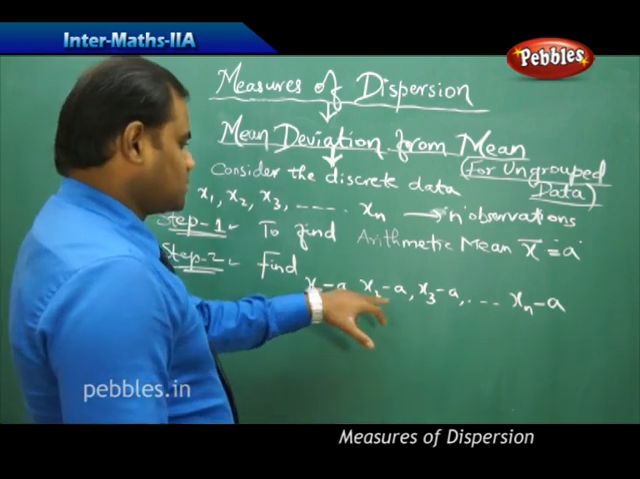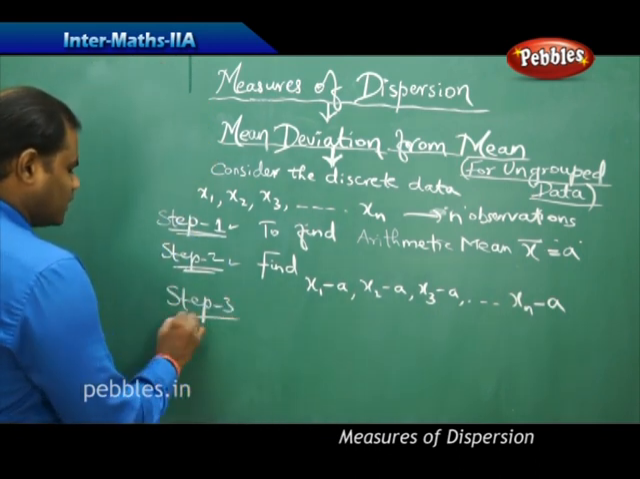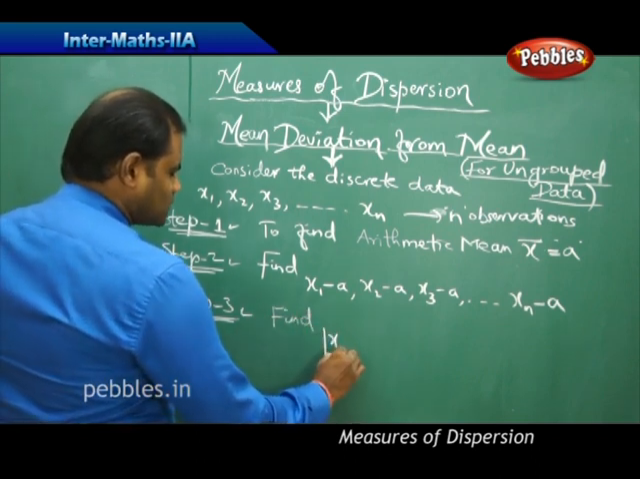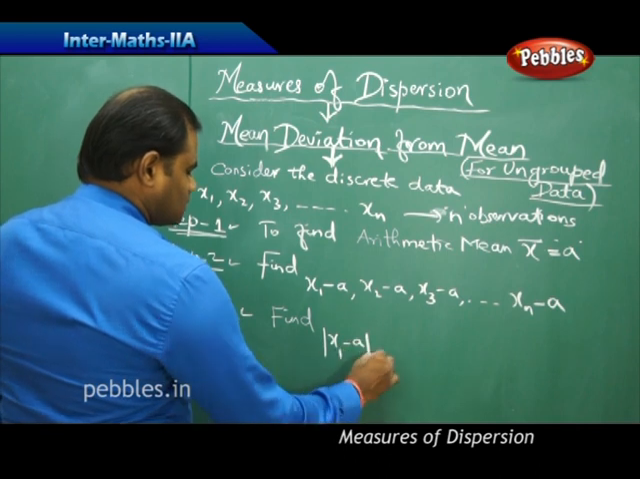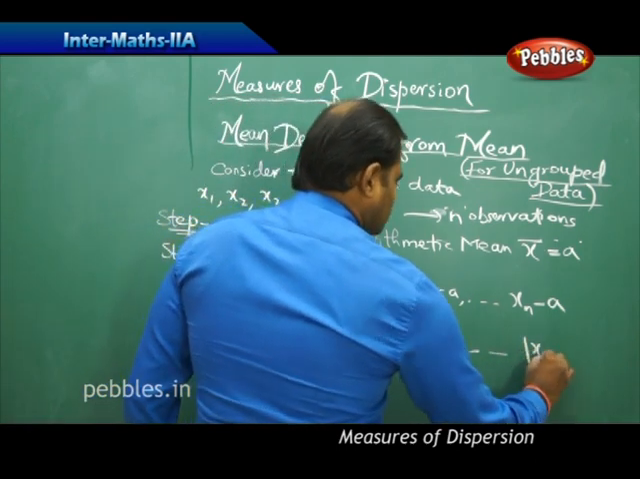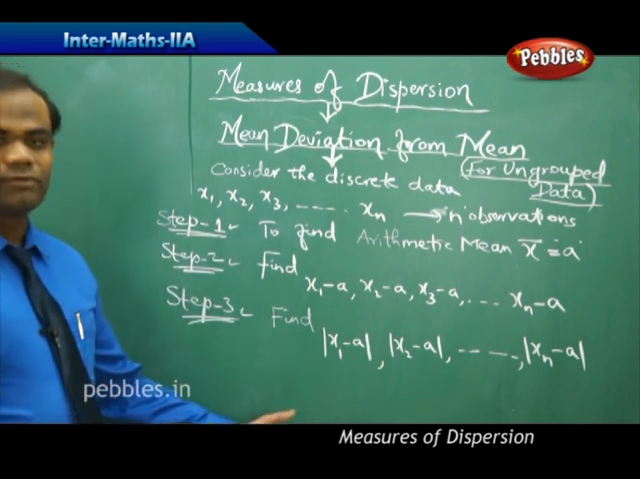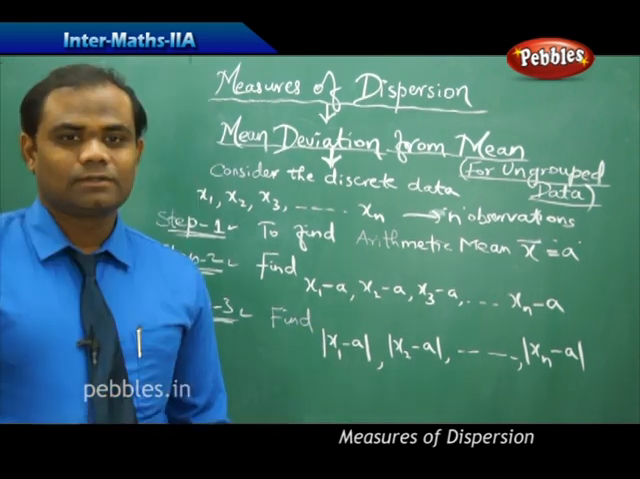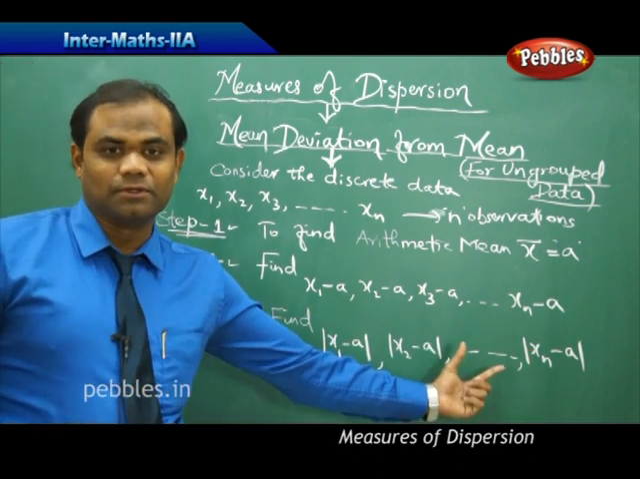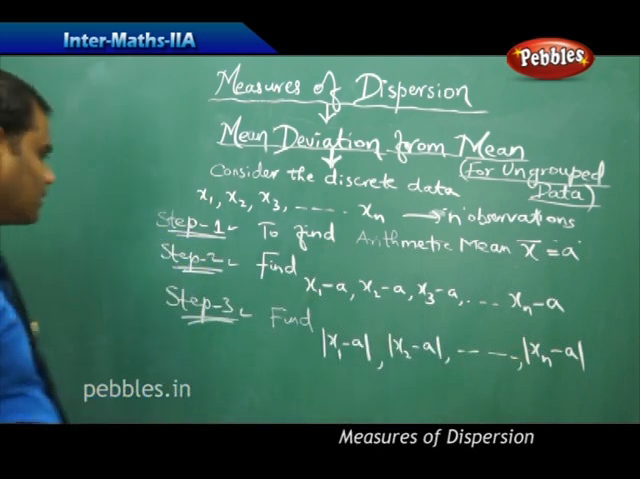Once each observation is subtracted from the mean, my step 3 is to find the absolute values: mod x1 minus A, mod x2 minus A, and mod xn minus A, where the negative sign becomes positive. After we find the absolute values, we find the arithmetic mean of these absolute values, mod x1 minus A, mod x2 minus A, so on and so forth till mod xn minus A.